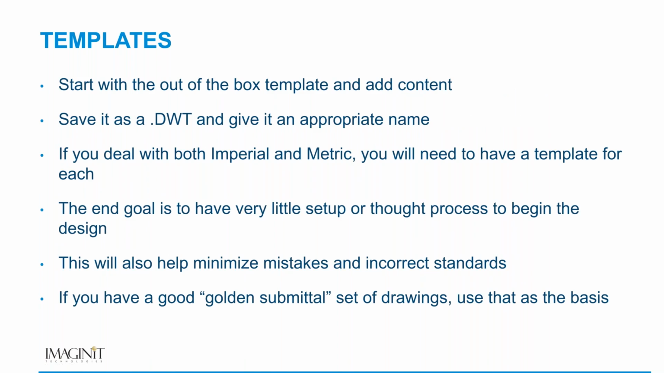Okay. Now, templates: start with the out-of-the-box template and add content. Save it as a DWT and give it an appropriate name. And for those of you that live near the border or deal with both imperial, i.e. feet and inches, and metric, millimeters, centimeters, or meters, you will need to have a template for each. You can't use the same template for both.